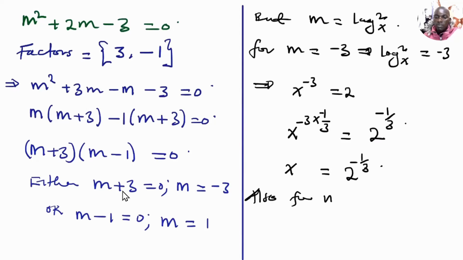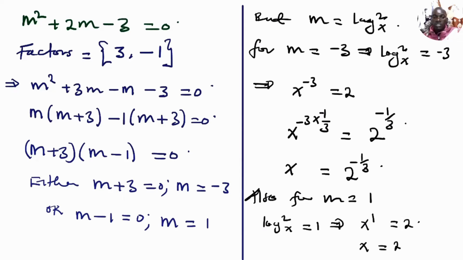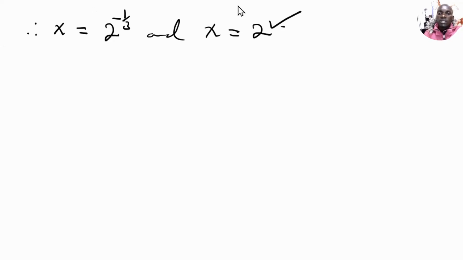Also, for m equals 1, it implies that log of 2 base x equals 1, meaning that x raised to power 1 equals 2, whereby we have x being equal to 2. We can now conclude that therefore x equals 2 raised to power negative 1 out of 3, and also x equals a positive 2. So this becomes the right answer for part C.